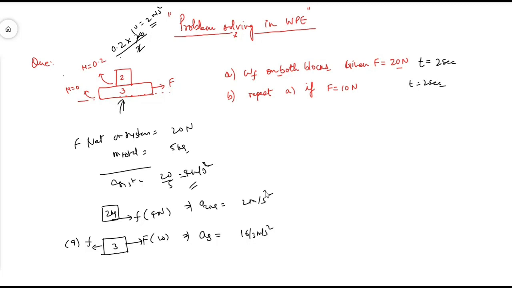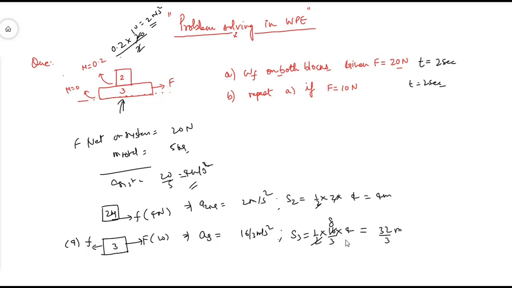Displacement of the 2 kg block, S2, will be S equals ut plus half at square. ut is 0, so half into a into t square is 4, so this is going to be 4 meters. And similarly I can calculate the displacement of the 3 kg block: half into a into t square is 4, and this is going to be 32 by 3 meters. Okay, let's check the calculation. Half into a into t square.